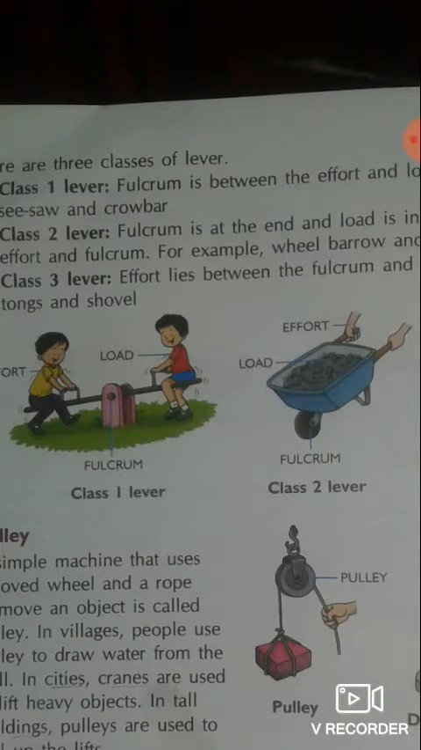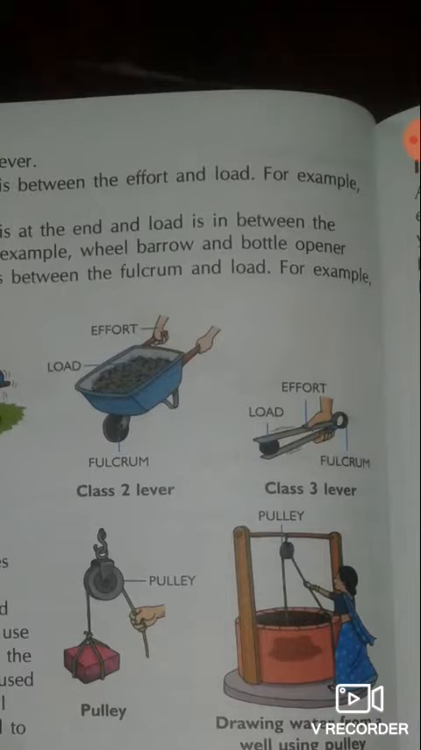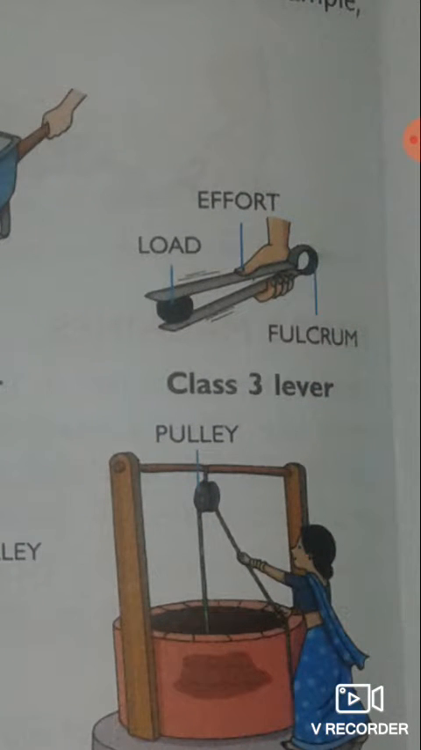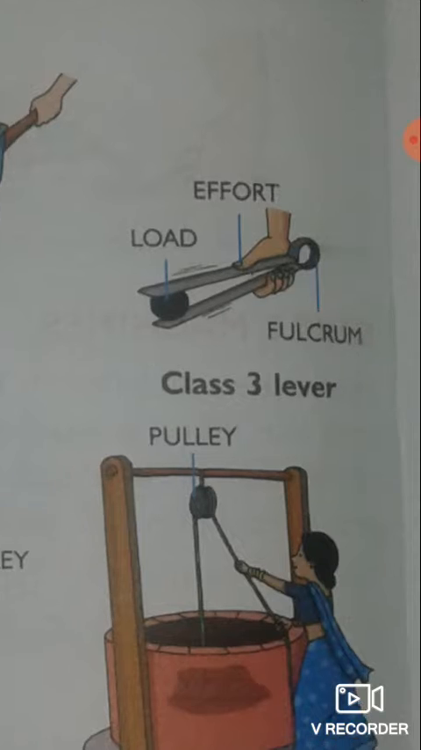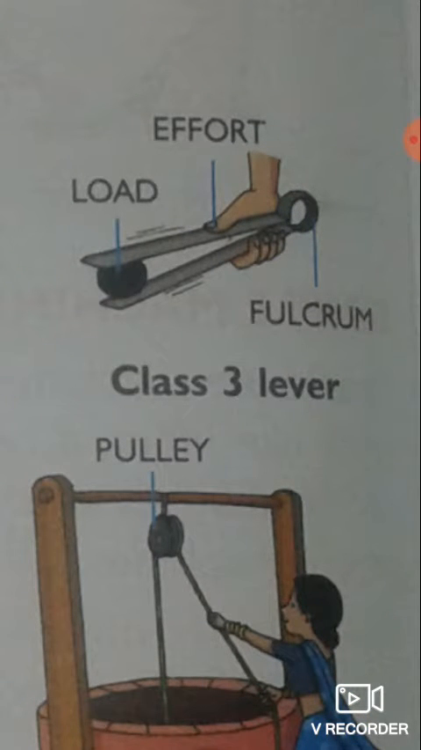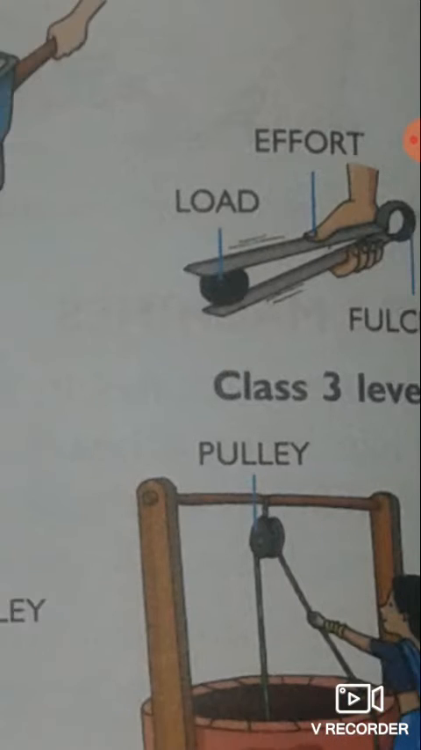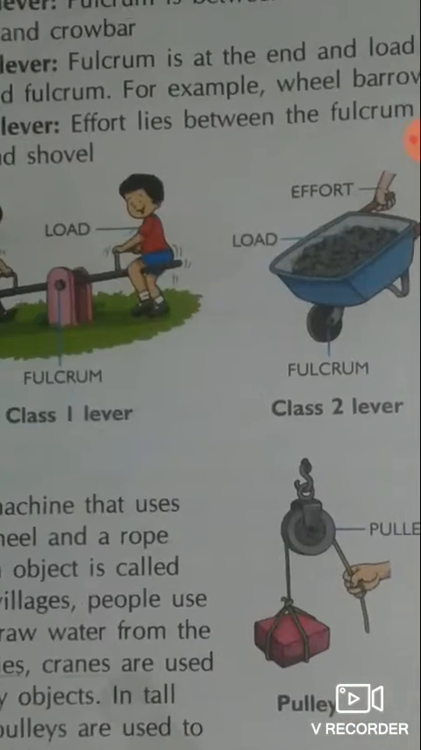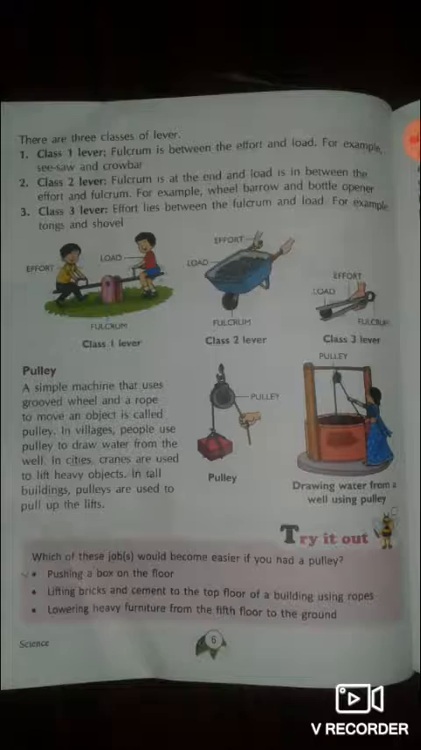Class 3 lever: effort lies between the fulcrum and load. Here you see the third example, class 3 lever. Effort is in the middle, this man is giving pressure in the middle, and the fixed point is at the beginning, the fulcrum. This is the fixed point, it is not moving. Pressure is given in the middle, and load is at the end. So this is the third class lever.